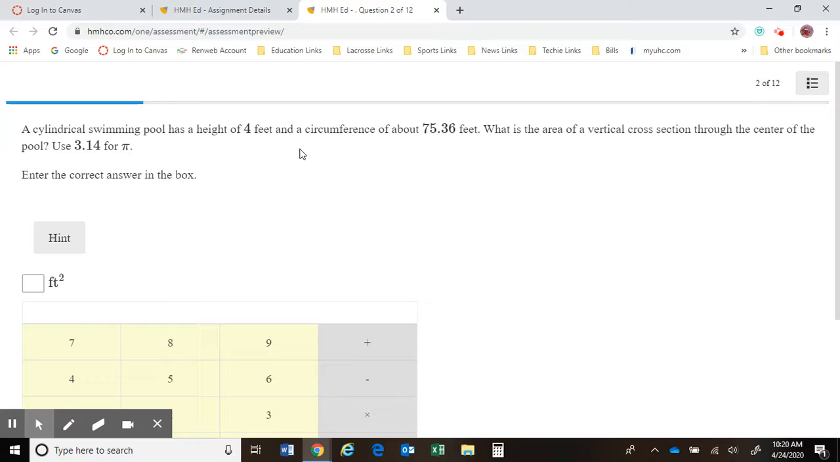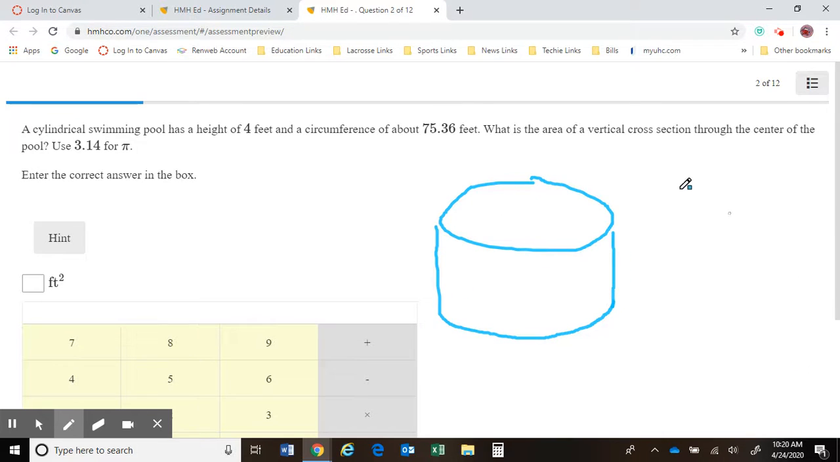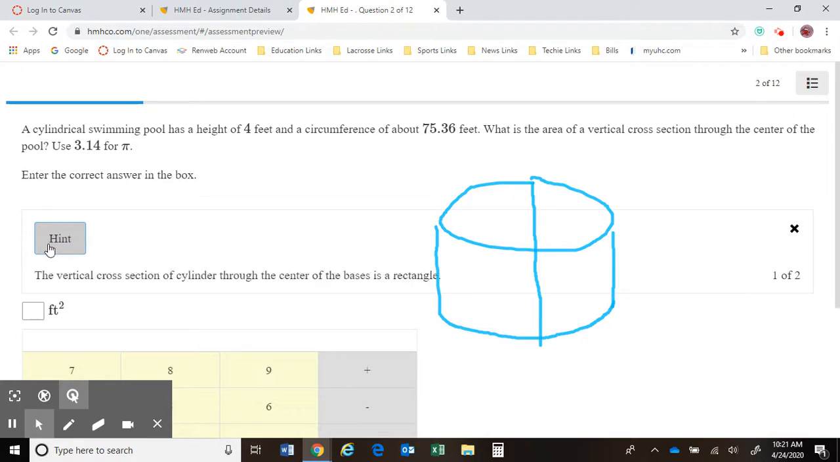All right, a cylindrical swimming pool has a height of 4 feet and a circumference of 75.36 feet. Okay, so I'm gonna draw myself a cylinder, and it's a swimming pool. So think about an above ground swimming pool. All right, it's got a circumference of 75.36 feet, and they want a vertical cross section through the center. So they're going right through the center. Okay, so let's take a look. What do you think that's going to create? Yeah, it creates a rectangle.